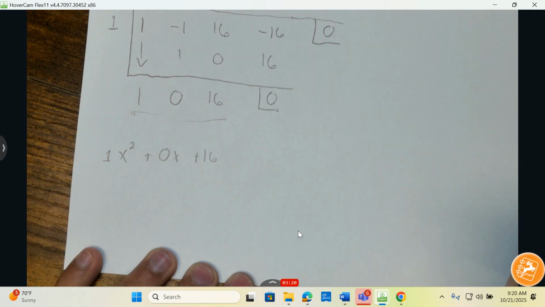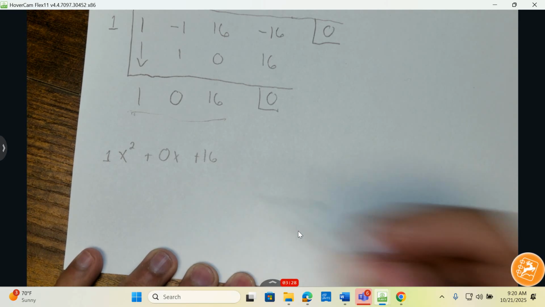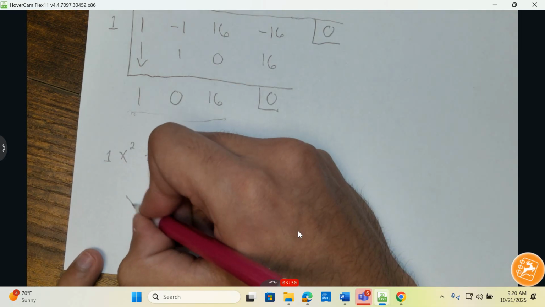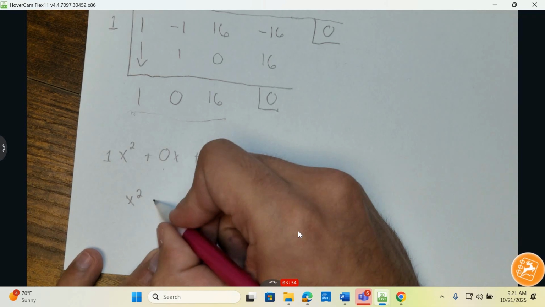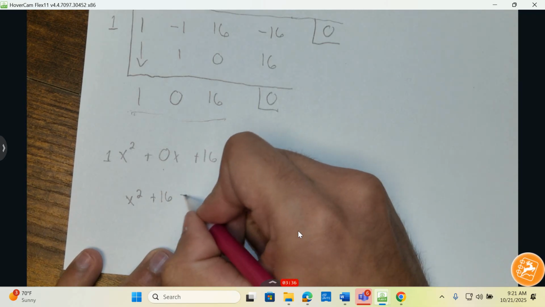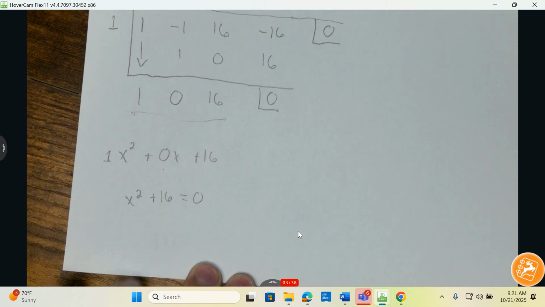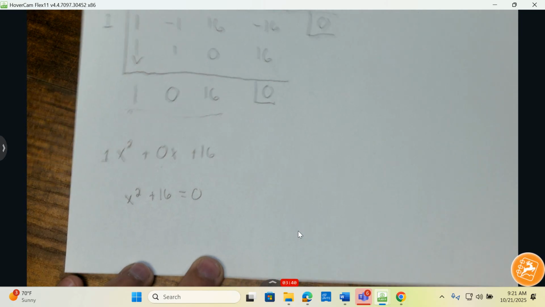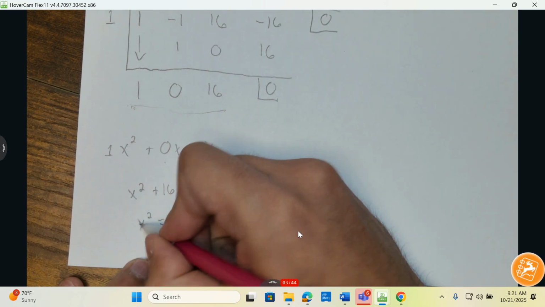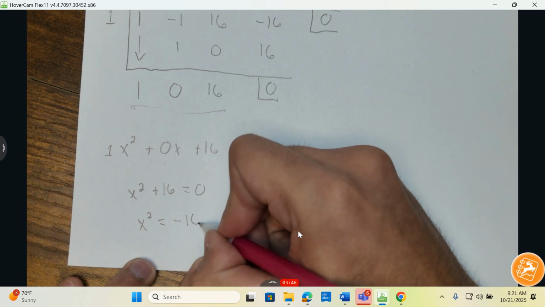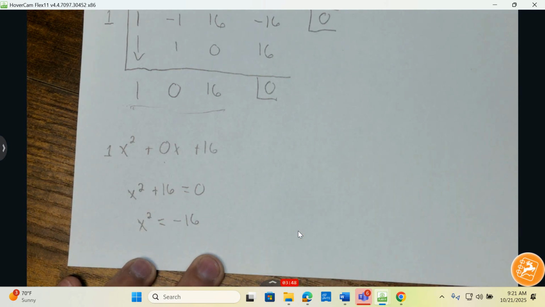Normally, you guys could just do the quadratic formula to find your zeros, your additional answers. But in this case, I could see that this is a pretty easy setup. If I rewrite this, I get x squared. Since this is 0 times x, it's just going to be 0. So x squared plus 16 is equal to 0. I could subtract 16 on both sides. I get x squared is equal to negative 16.